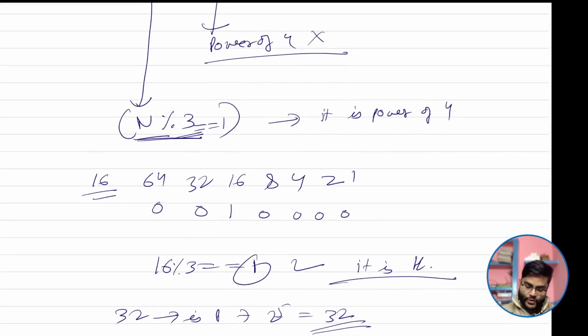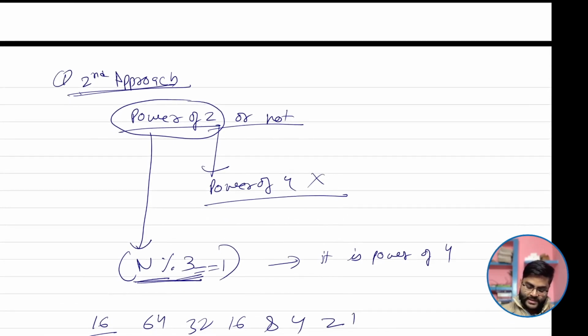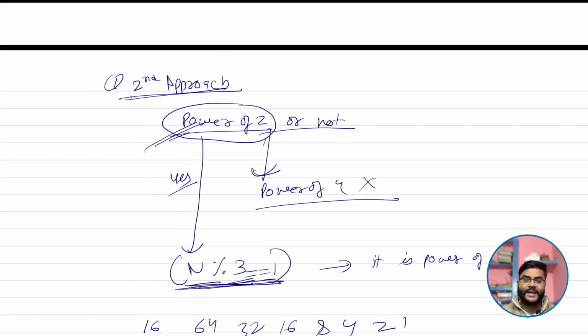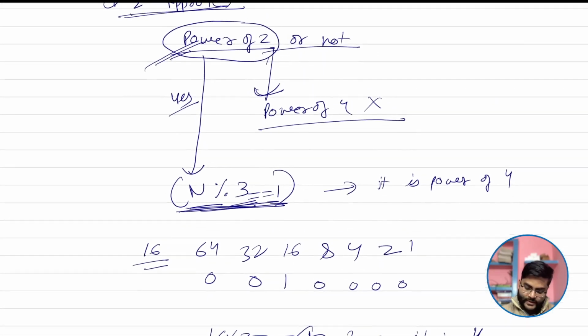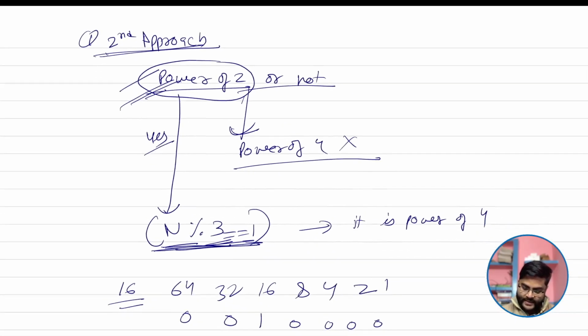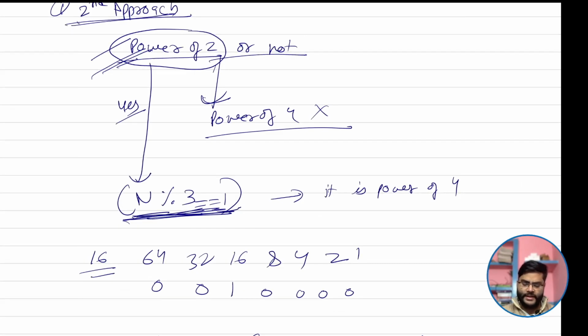Okay. So this is our second approach. Check whether the number is a power of 2. If it is a power of 2, then check if the number mod 3 equals 1 or not. If it is not a power of 2, then it is not a power of 4 also. Now, the third one and the interesting one. In the second approach, see what we are doing. We are first checking power of 2 and then we are doing this mod function. There is one more way. So let's discuss the third approach.